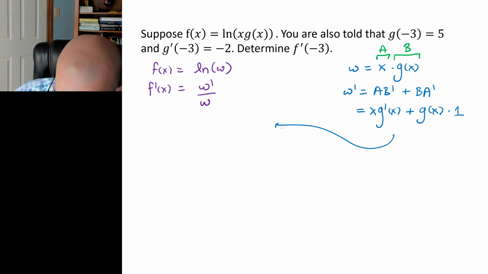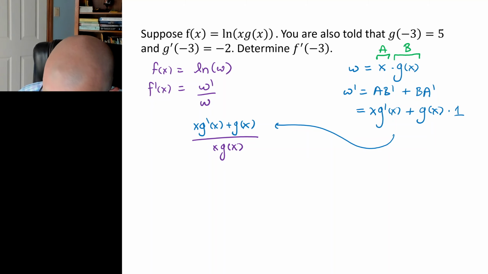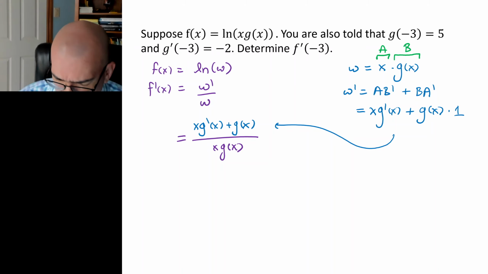And I'm going to transplant that in for w prime. I'm just not going to write the multiplication by 1, that's the only difference. And then divide by w, and w is x times g of x. At this step, you may be tempted to simplify by canceling things. That temptation is very bad. Please ignore it.